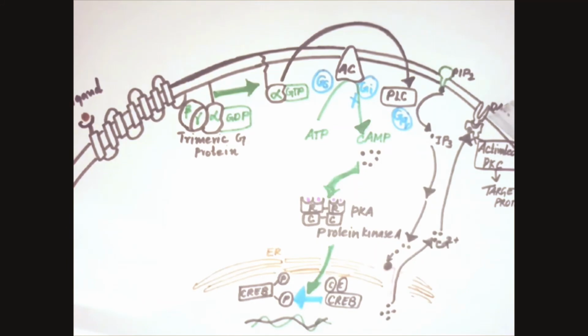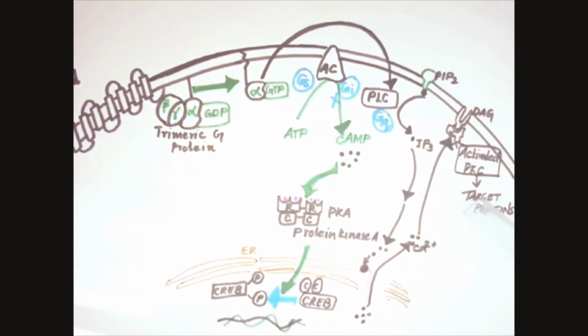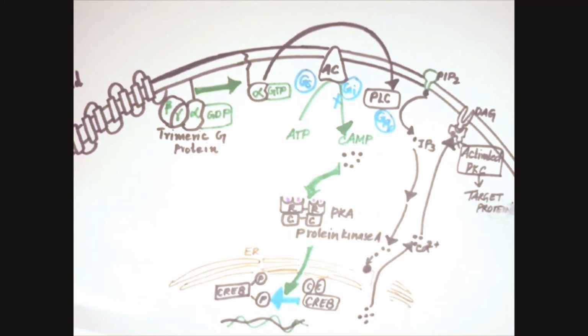This DAG remains in the plasma membrane while the IP3 diffuses into the cytosol and reaches the endoplasmic reticulum, where it binds to specific channels and opens the calcium channel. So the stored calcium gets released into the cytosol, which activates the calcium dependent protein kinase C. This protein kinase C catalyzes the phosphorylation of cellular proteins that mediates the cellular response.